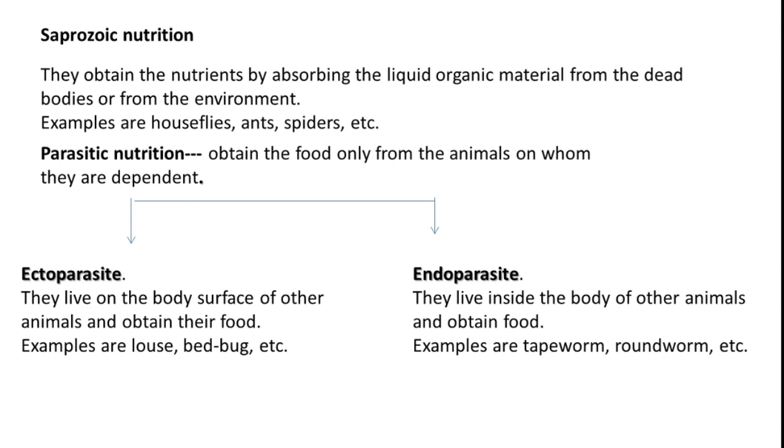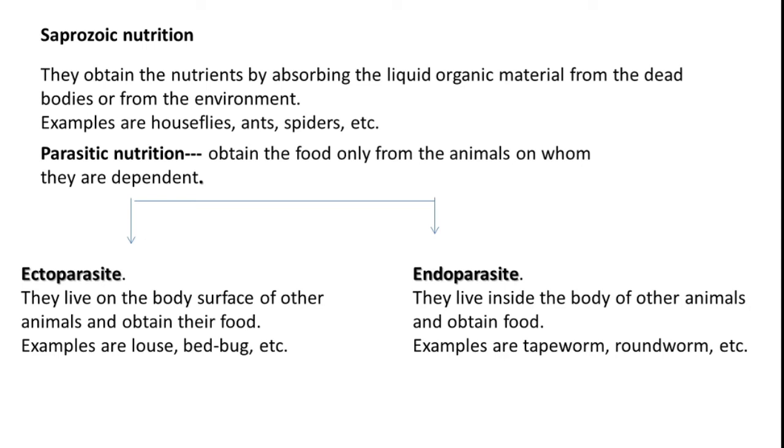Saprozoic nutrition. Some insects, unicellular animals, etc., obtain the nutrients by absorbing the liquid organic materials from the dead bodies of other animals or from the environment. This is called saprozoic nutrition. Examples are houseflies, ants, spiders, etc.